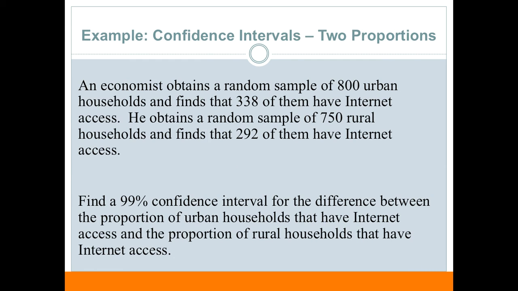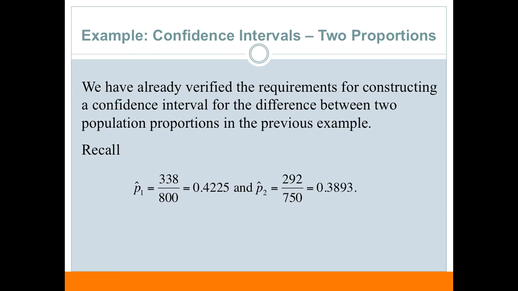So we have our same example here. An economist obtains a random sample of urban households and rural households, and in this case we want to find a 99% confidence interval for the difference between the proportions. We've already verified the requirements, so we don't need to do that again.